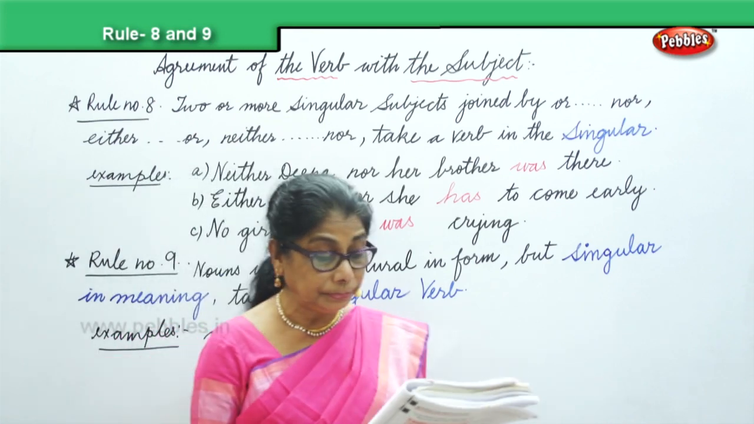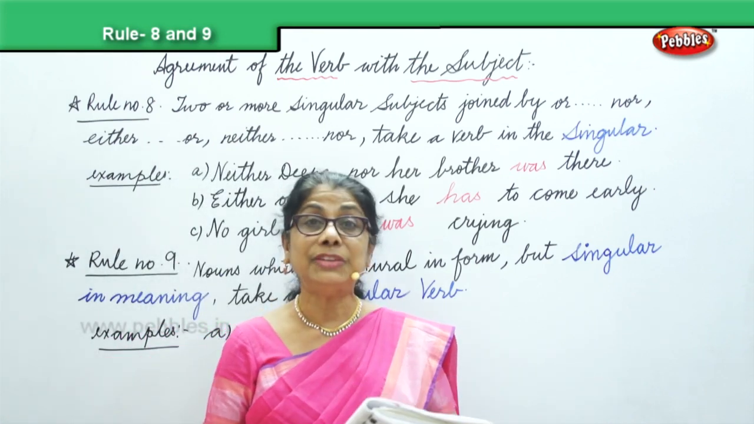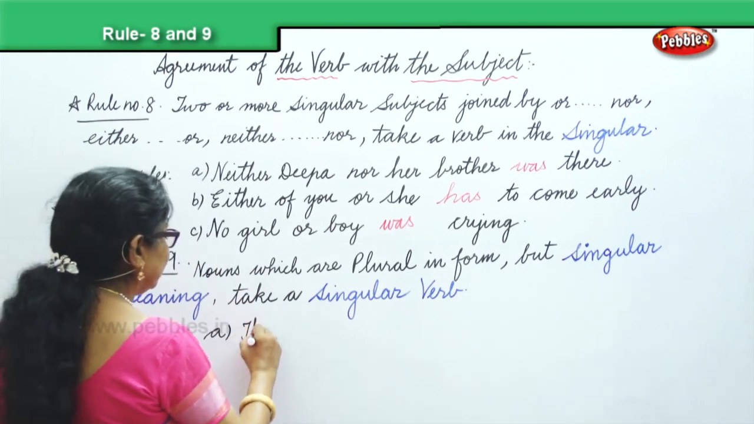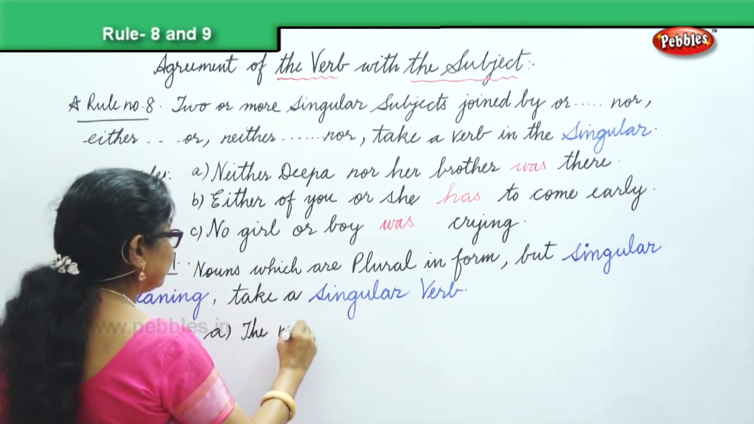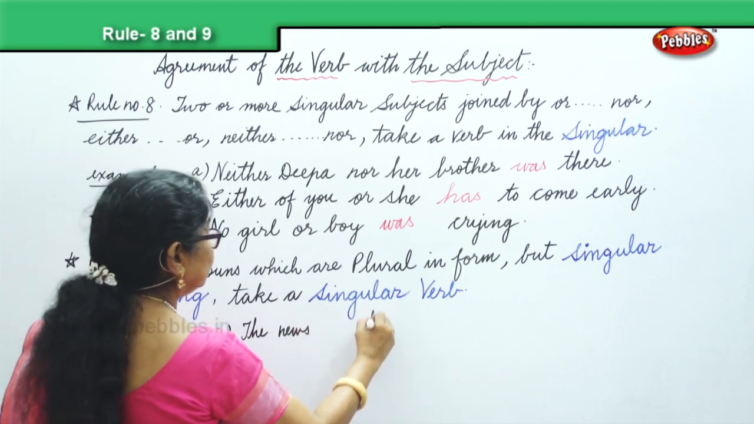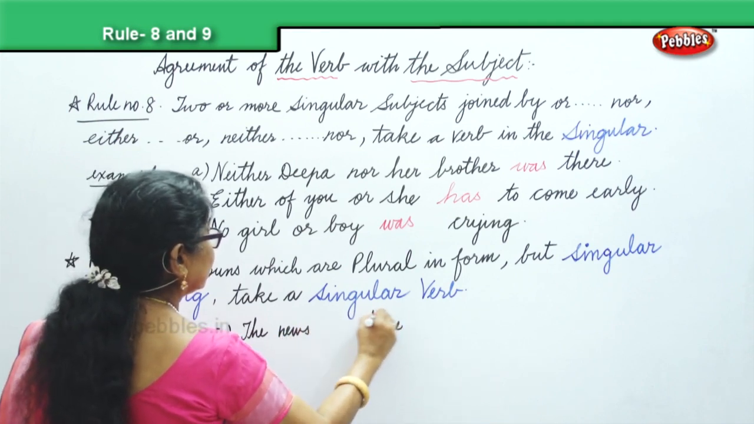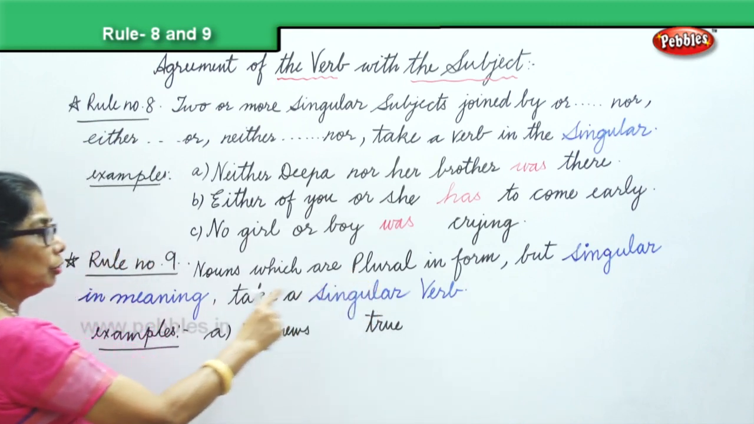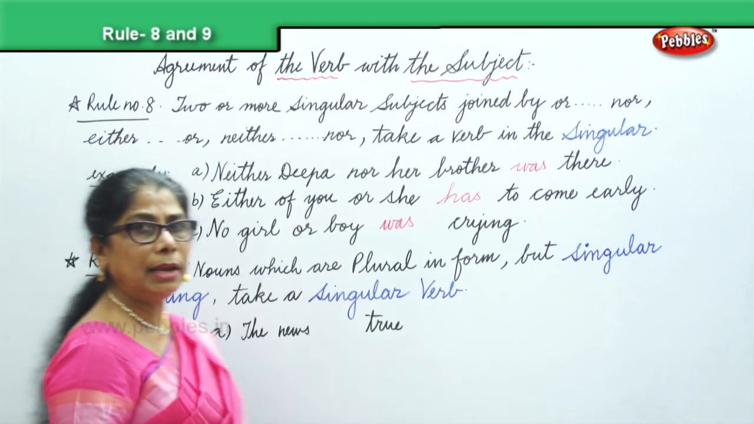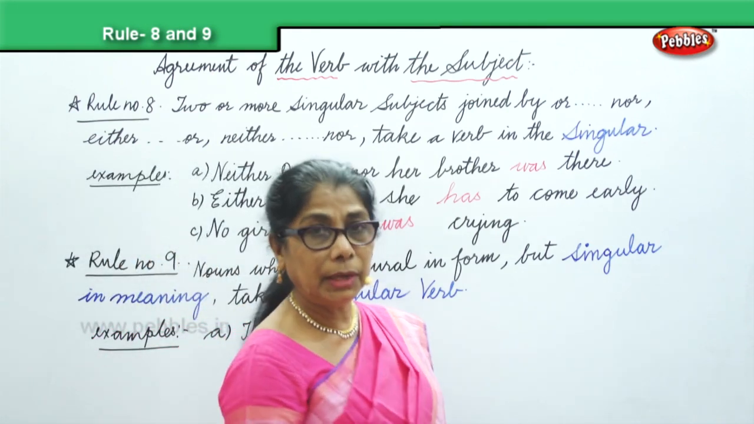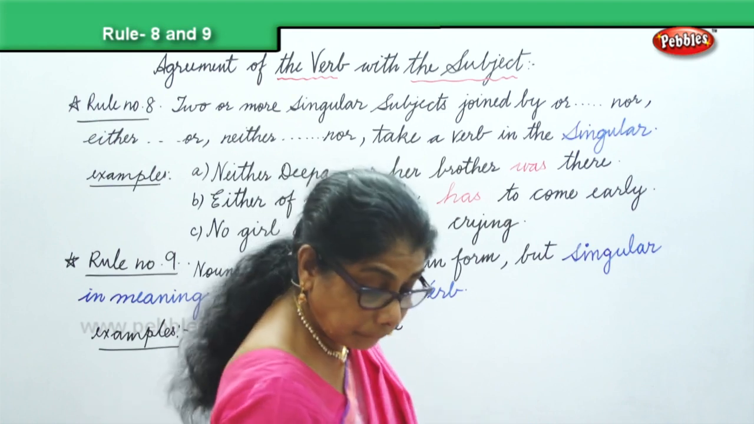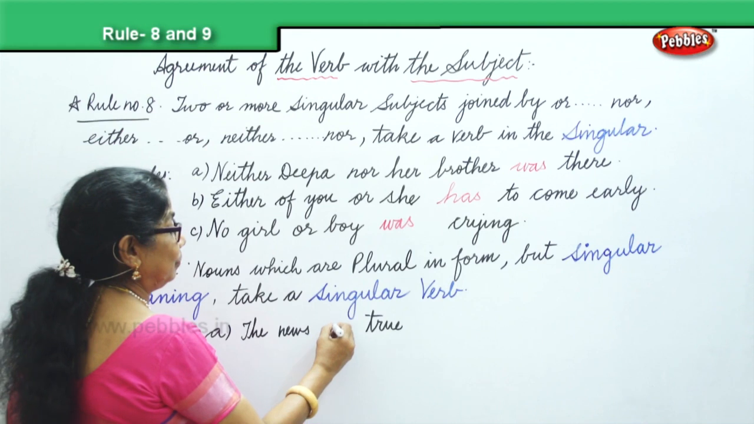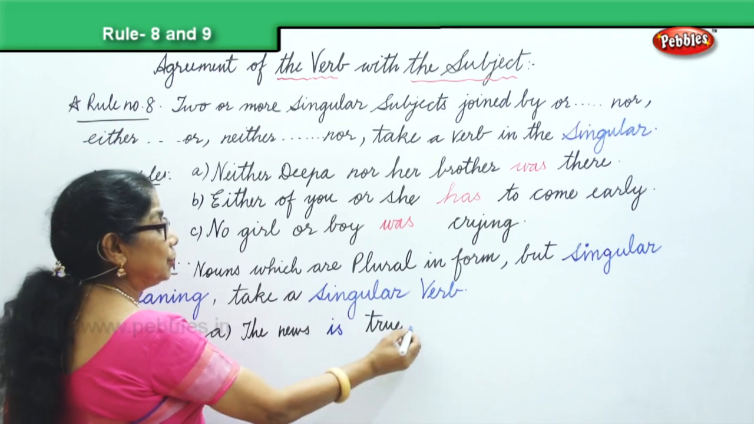Okay, example, the news is true. When you talk about news, all kinds of news, although it's plural, it has a singular meaning. So we say the news is true.